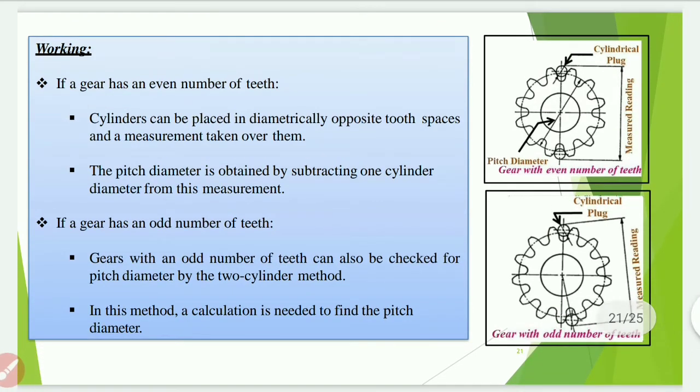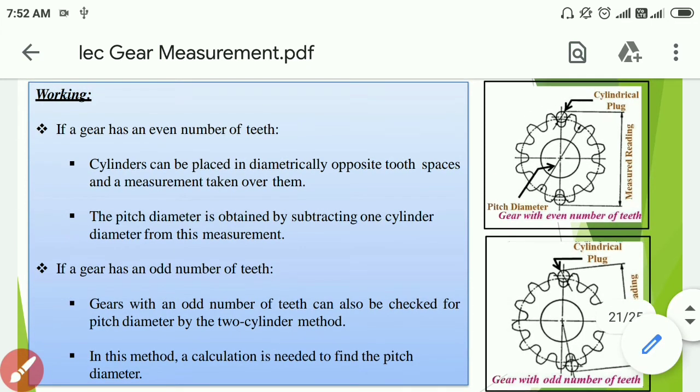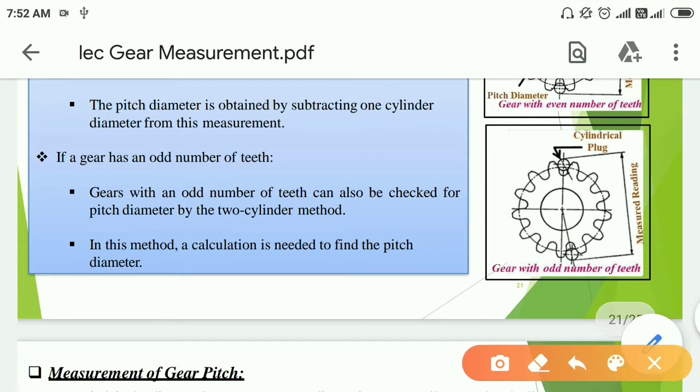Working: if a gear has an even number of teeth, cylinders can be placed in diametrically opposite tooth spaces and measurements taken over them as shown in figure. Here the cylindrical plugs are kept on both sides and measurements of pitch diameter are done as shown here. If a gear has an odd number of teeth, gears with an odd number of teeth can also be checked for pitch diameter by the two cylinder method. In this method, a calculation is needed to find the pitch diameter, as shown in figure.